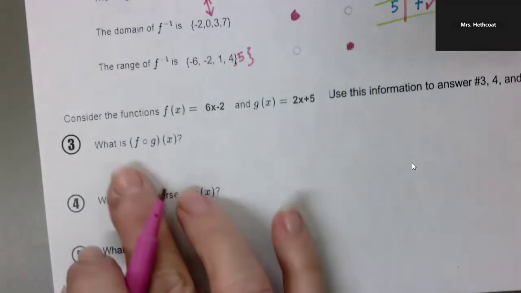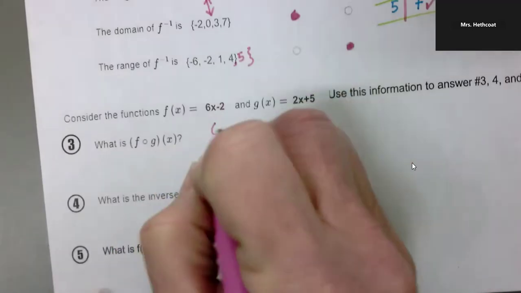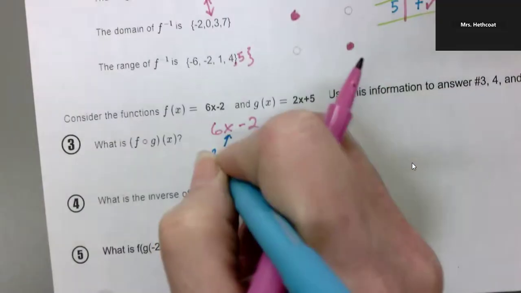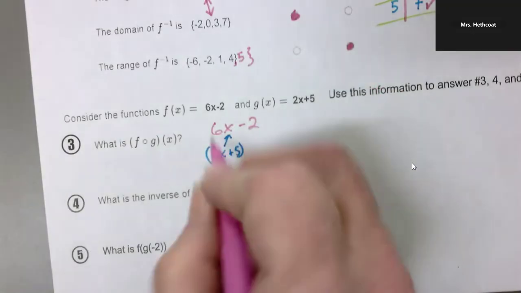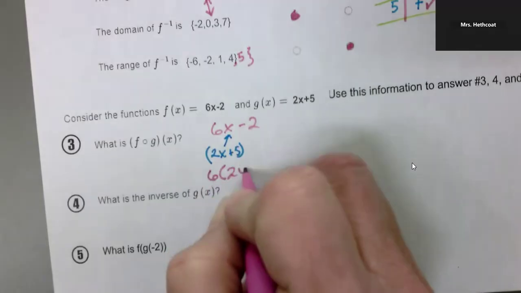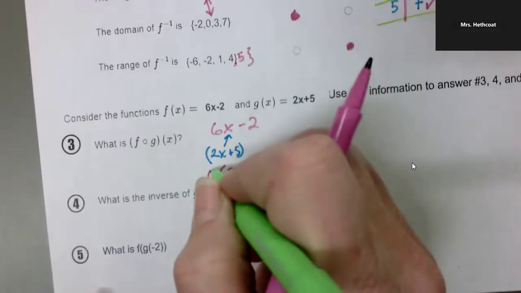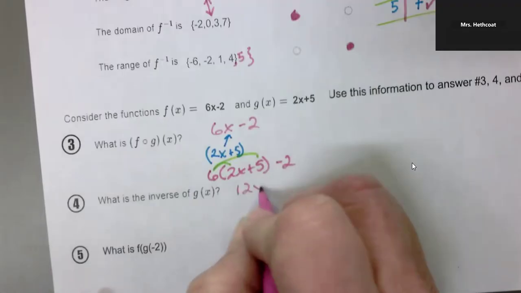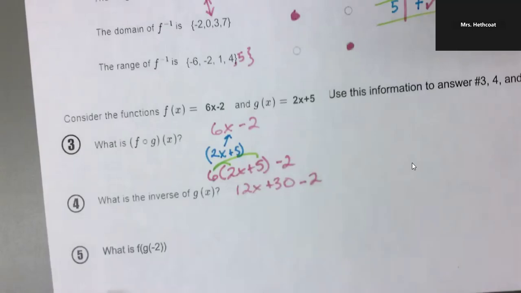So I'm going to start with f composed of g of x. So that means I write down the x, 6x minus 2. I draw an arrow to the x because that's where I'm going to plug in g, 2x plus 5. And then I rewrite it. So I get 6 times 2x plus 5 minus 2. From there, I'm going to distribute. So I distribute the 6, and we get 6 times 2x is 12x. 6 times 5 is plus 30. And then the -2 is just hanging out there.